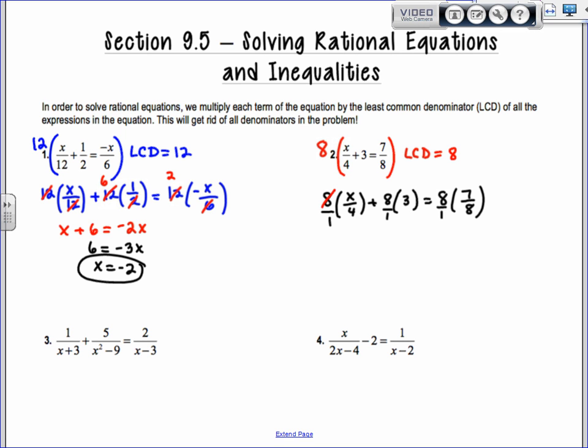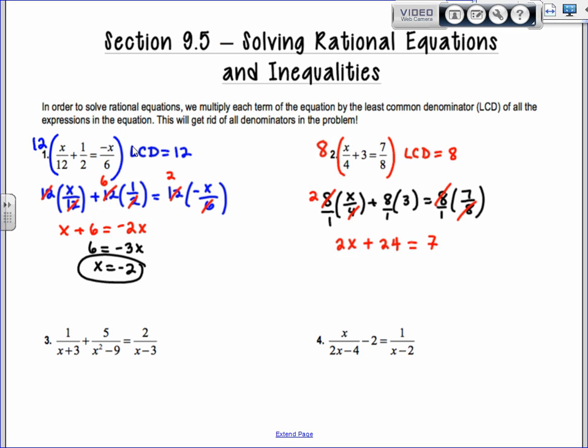So my 8 and my 4 reduce out, and I'm left with a 2. So I have 2 times x is 2x. And then I have 8 times 3 is 24, so plus 24. And then the 8 and the 8 reduce out, and I get 7. So my new equation is 2x plus 24 equals 7. When you're trying to clear the fractions, you should not have any denominators at this step. After you're done multiplying through, it should just be a nice equation that you can solve.